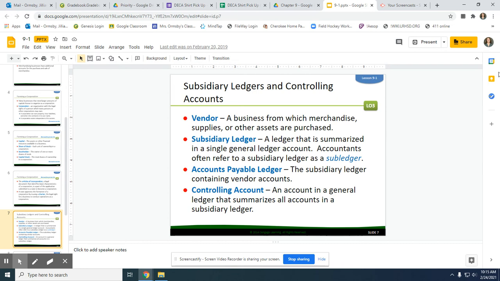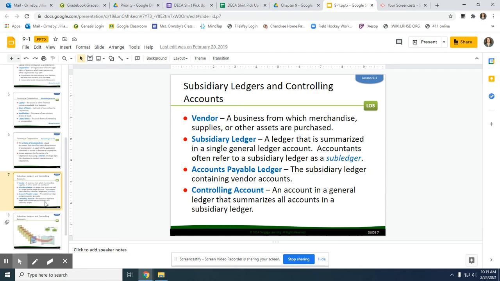In this chapter, we are going to be focusing on the accounts payable ledger, and that's the subsidiary ledger containing vendor accounts. The controlling account would be accounts payable. A controlling account is an account in the general ledger that summarizes all the accounts in the subsidiary ledger. So, from this point forward, we're going to be utilizing the accounts payable ledger.